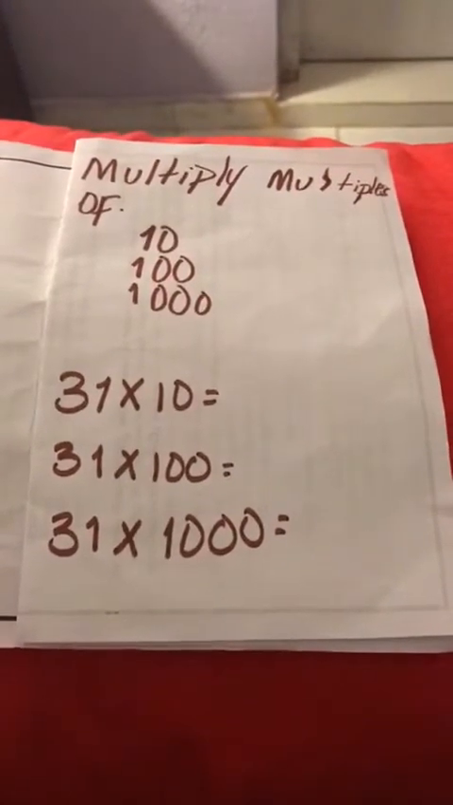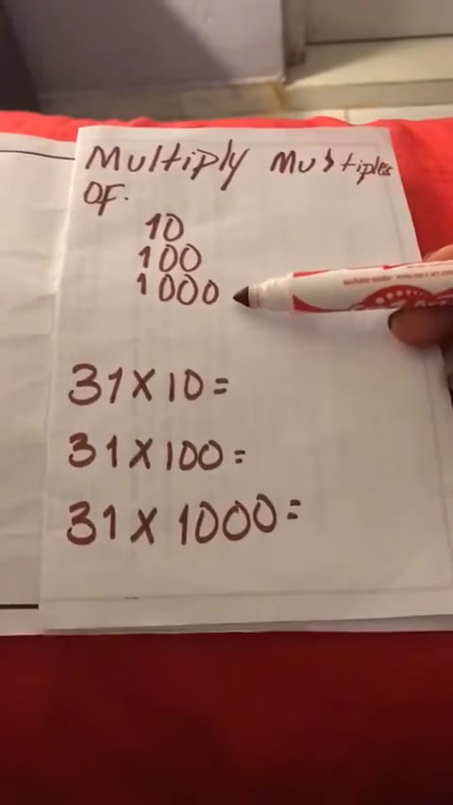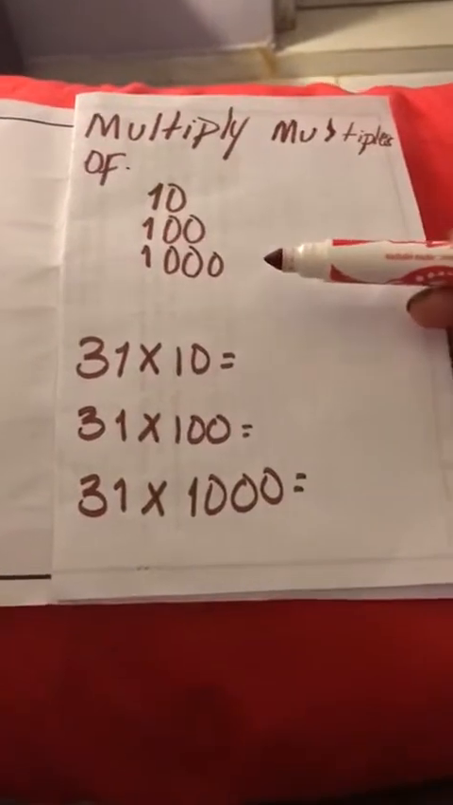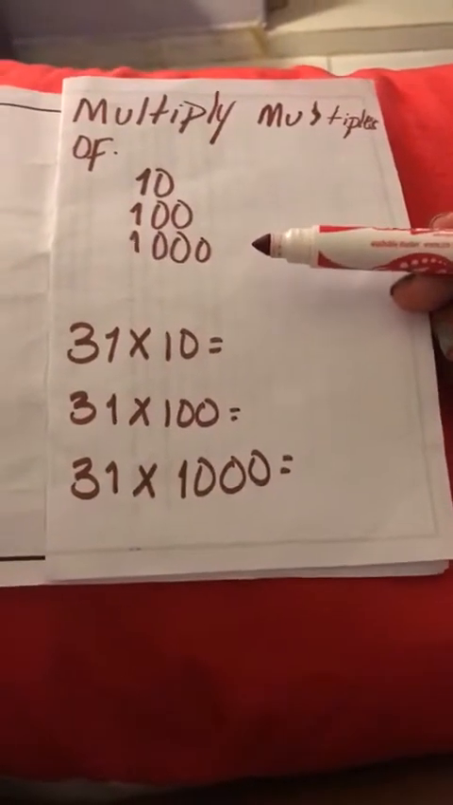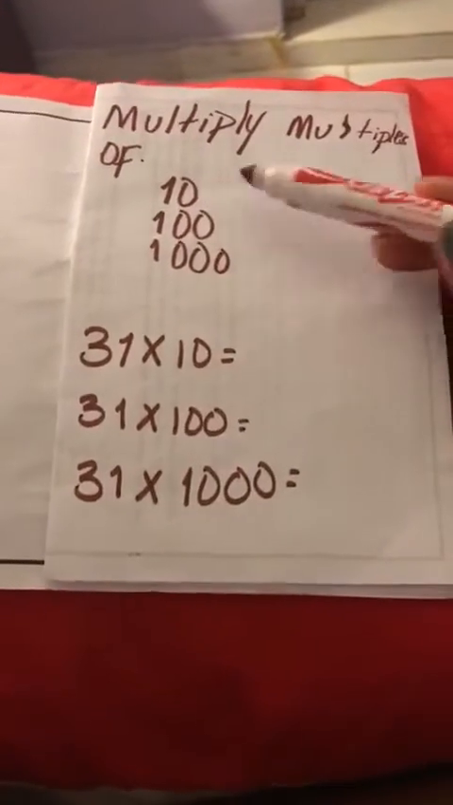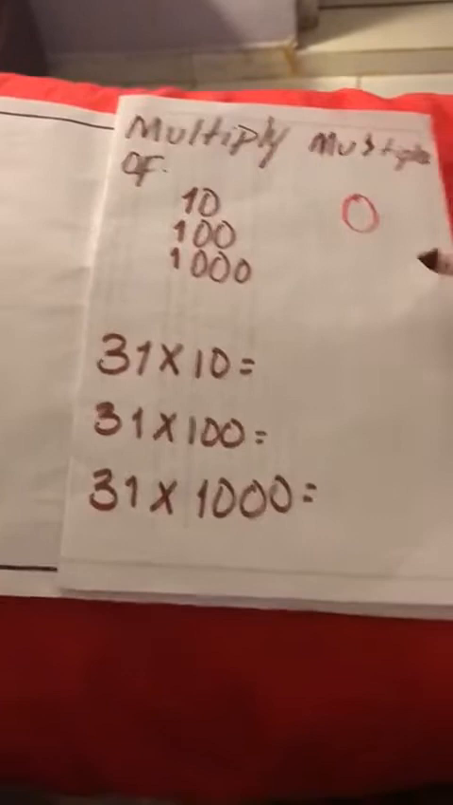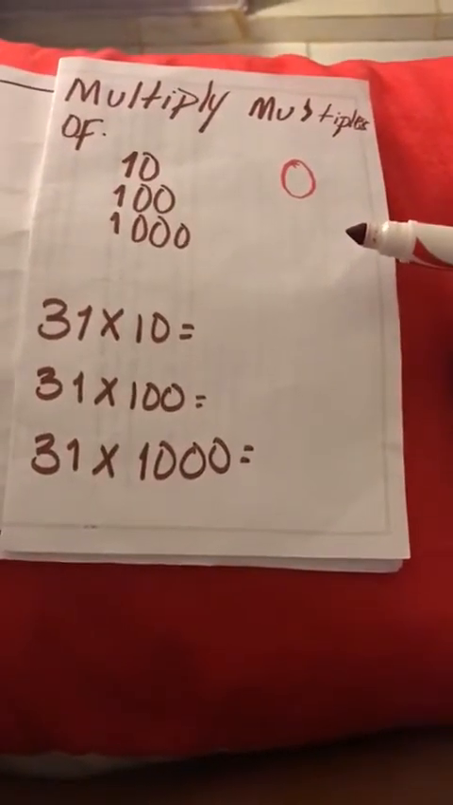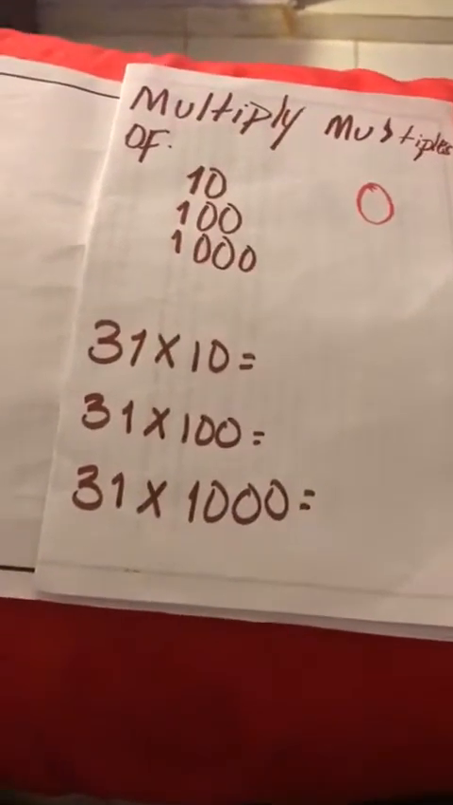Today we're going to multiply multiples of 10, 100, and 1000, right? So the first thing that we need to know is that when one of the factors is 10, writing a 0 in the ones place of the product can also be referred to as an X in the 0. I'm going to explain what I mean right now.